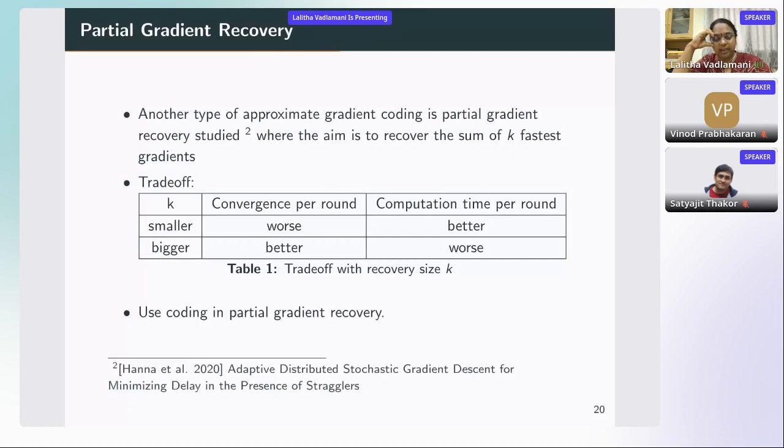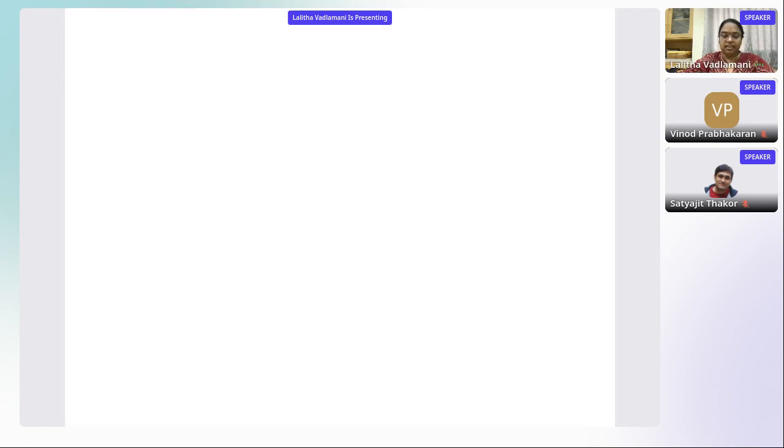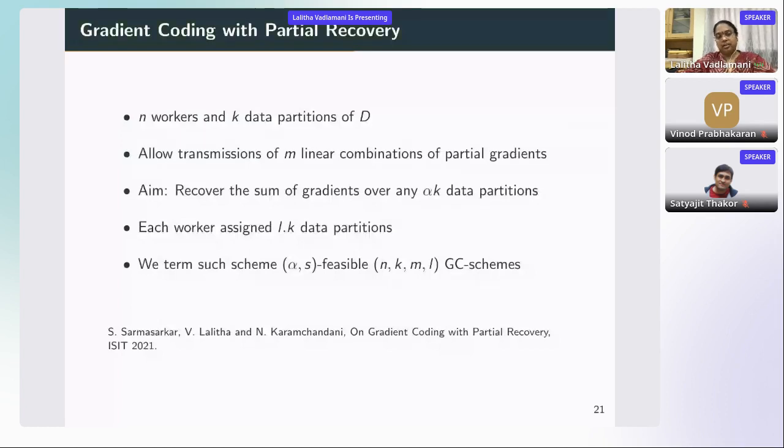So if k is larger, then of course the convergence will be better, but the computation is worse. And just remember that whatever gradient coding we are doing is for one round. So whatever I have described till now happens every round of gradient descent. So this is the trade-off which comes as part of partial gradient recovery, and the setting that we look at is coding for partial recovery. Previously, in gradient coding for partial recovery, they would perhaps not even have had repetition codes. That's my understanding, but we use coding for recovering partial gradients.